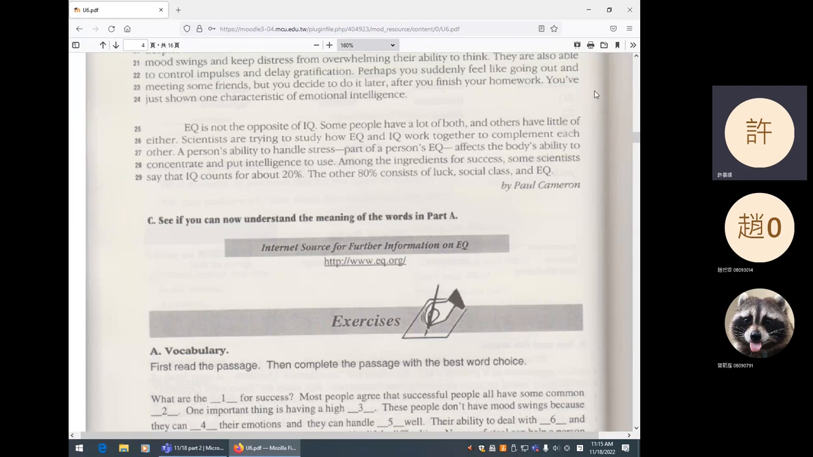Okay, let's look at the last paragraph. The opposite of means they're completely different. Every aspect, every part is different. So simply saying that EQ is not the opposite of IQ does not mean that they are similar. It simply means that maybe there are some parts that are similar. But the general idea of these two things may still be far apart.